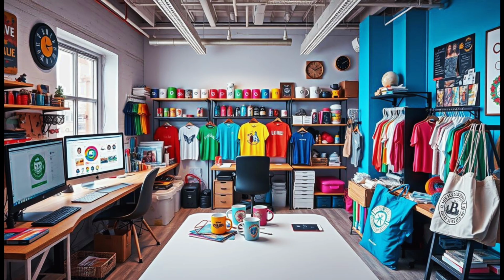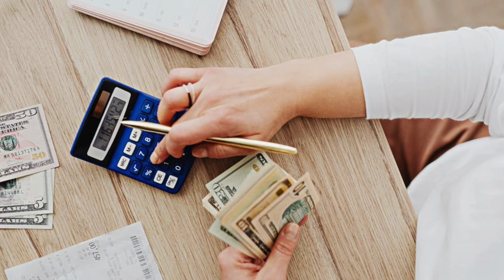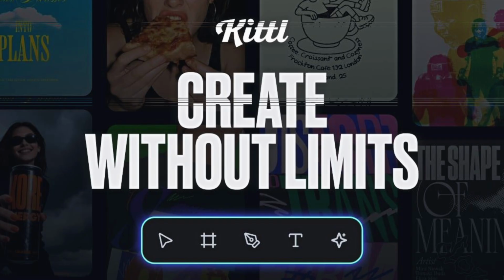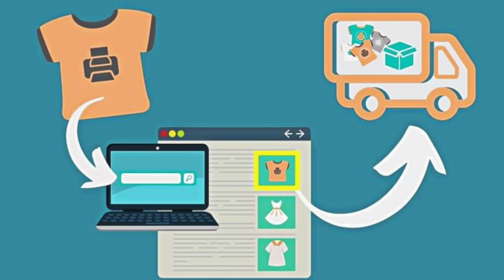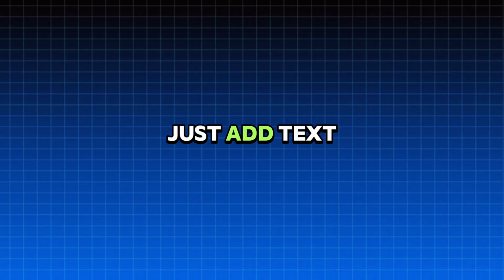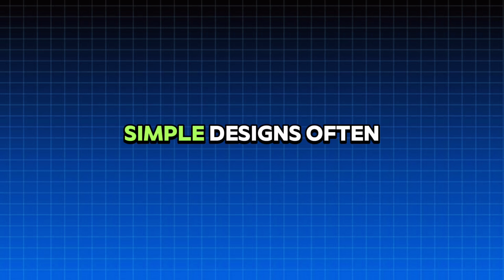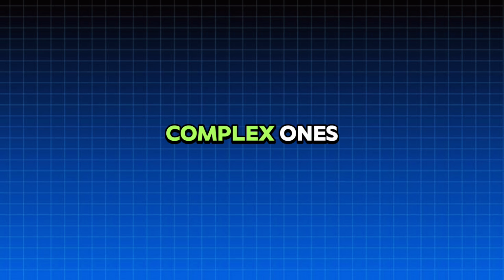Step 5. Create designs for free. To design for $0, use Canva, free Kittle, free plan. These tools have ready templates, fonts, icons. Just add text, adjust colors, and export your design. Simple designs often sell better than complex ones.